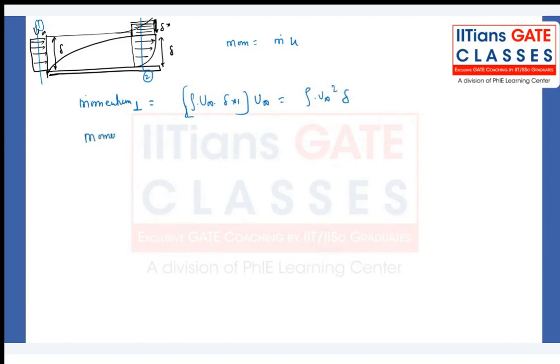What is the momentum at section 2? At section 2, we have two momentum terms. First is rho into integration of rho into u square into dy into 1 from 0 to delta, plus we have another momentum, that is rho into u infinity square into delta star. Any problem? Width is 1 unit. Check it out. Any difficulty? Now, what is momentum 1 minus momentum 2?